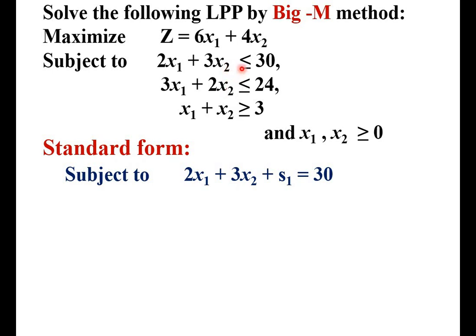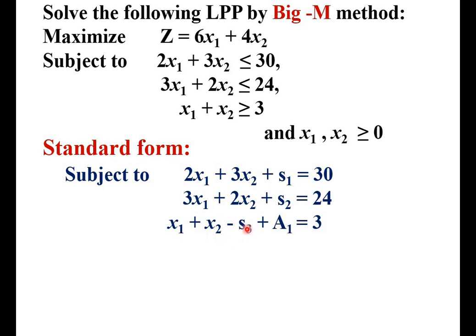Constraint 1 and constraint 2 have a less than or equal to sign, so you should add a slack variable to the left hand side for constraints 1 and 2. Here S1 and S2 are the slack variables. But look at constraint 3, which has a greater than or equal to sign, so you should subtract a variable from the left hand side. This variable is known as the surplus variable. Keep in mind that the surplus variable always comes with an artificial variable. The surplus variable has a negative sign, whereas the artificial variable has a positive sign.